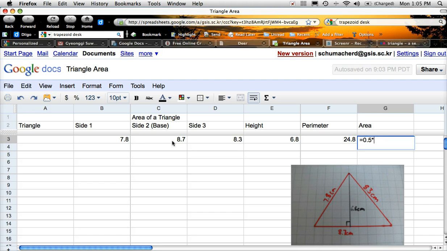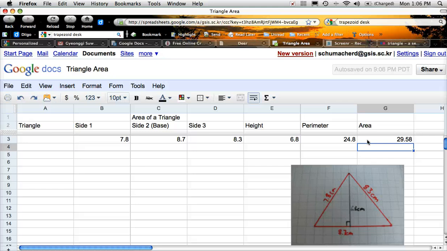Now we want to do the base. The base here is this one here, so we click on there. Times by the height, so shift and 8 again. This here is the height, and that's 6.8 centimetres. So I'll click on here, and I'll press enter. And there we go. The computer has gone through and worked out the calculation for us. So now we have the perimeter of that triangle being 24.8 centimetres, and the area being 29.58 centimetres.